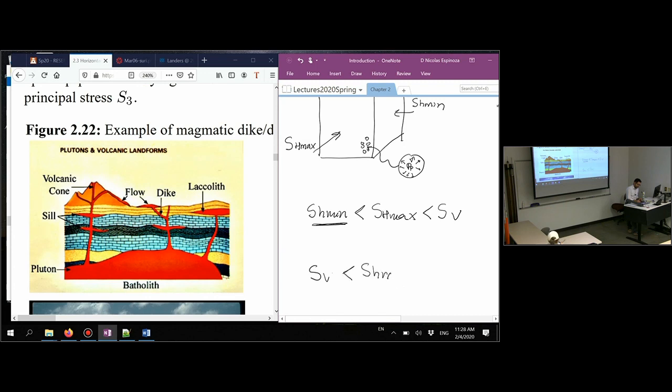So now the minimum pressure needed to open a hydraulic fracture is going to be the vertical stress. And we're going to see why we have these variations and how we can calculate those. But I hope that from this natural example you can also see that this is going to be very important for us for hydraulic fracturing.